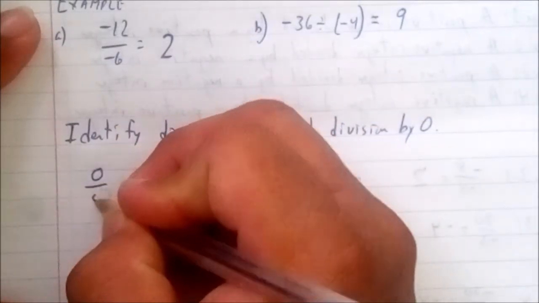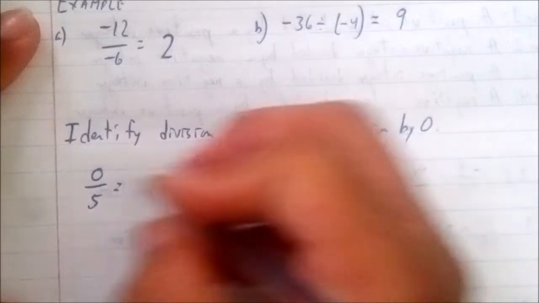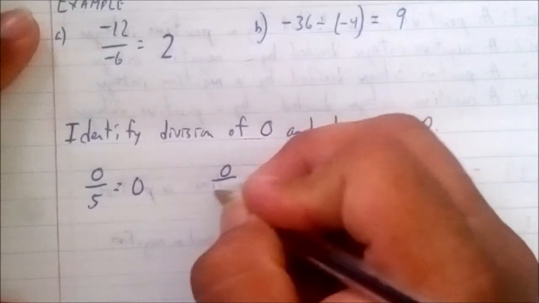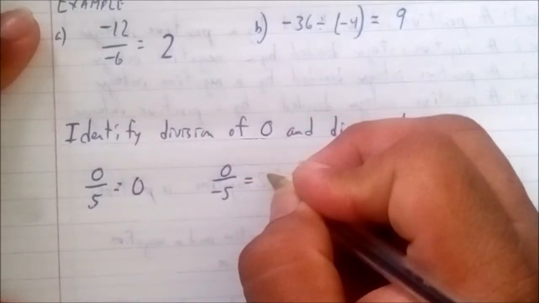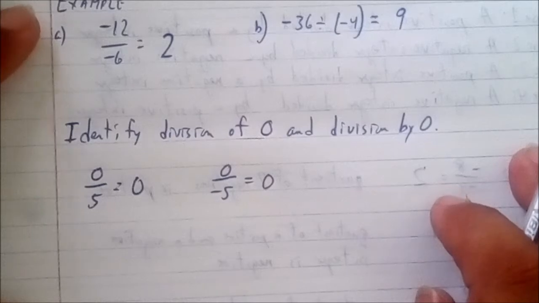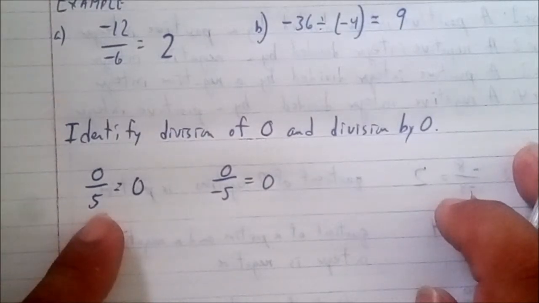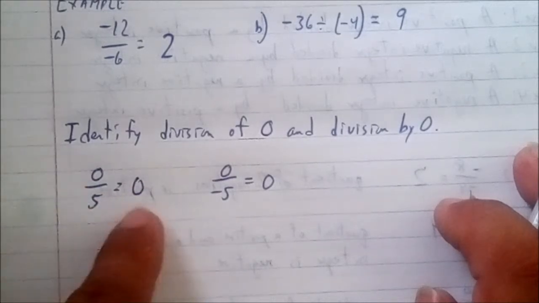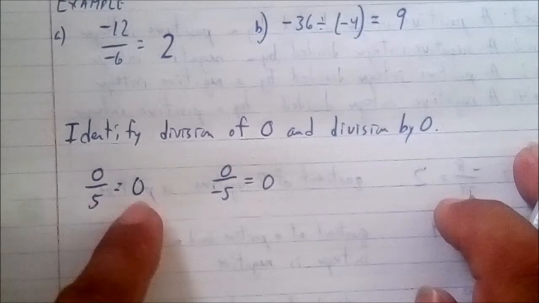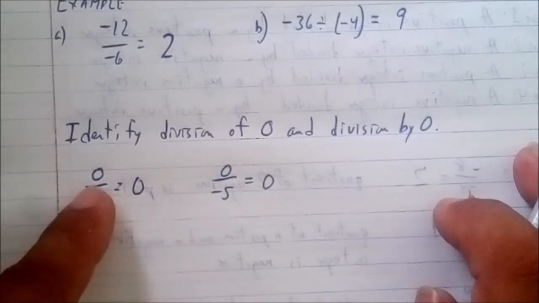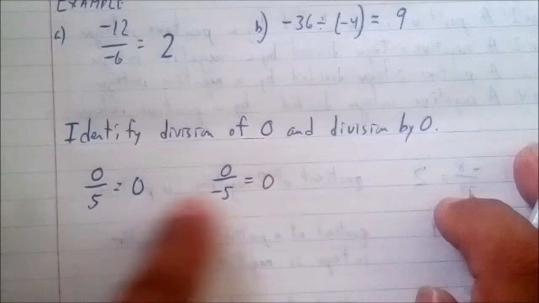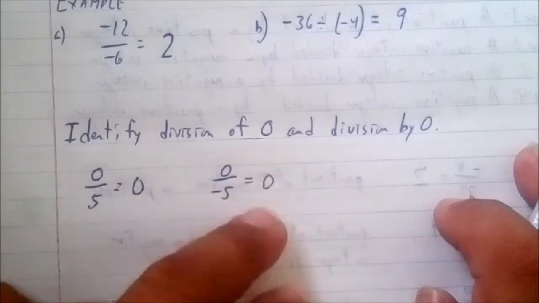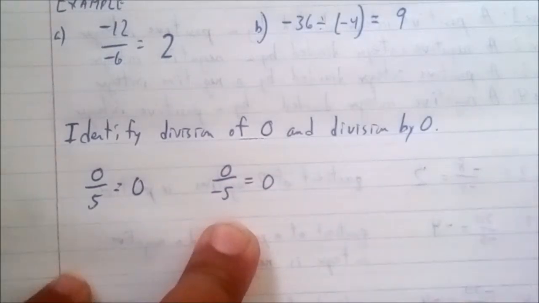0 over 5 gives us 0. 0 divided by negative 5 still gives us 0. How is this? Well, we know from multiplication that the only way we can get 5 times a number to give us 0 is when this number is 0. So only when one of the numbers being multiplied is 0, we end up with 0. Likewise here. In other words, regardless of their sign, 0 divided by any integer will always give us 0. That's the main point here.